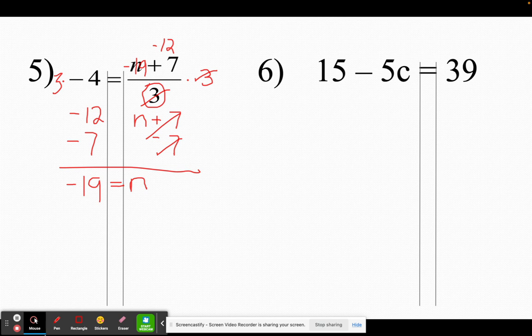Second to the last example, number 6 of 7. My goal is to get this c by itself, just as always. I'm going to isolate my variable. Stuck here by multiplication, this is the closest one, so we want to get rid of this 15 first. Let's subtract 15 from both sides. Students often see this minus, so try to add 15. The minus goes with the 5c, not with 15. This is a positive 15. Positive sign is just not visible. So I'm going to subtract 15 here also.